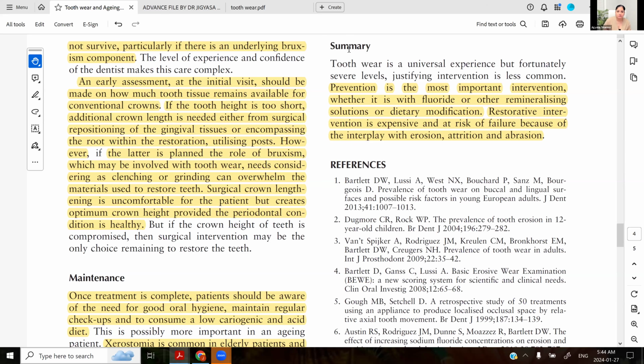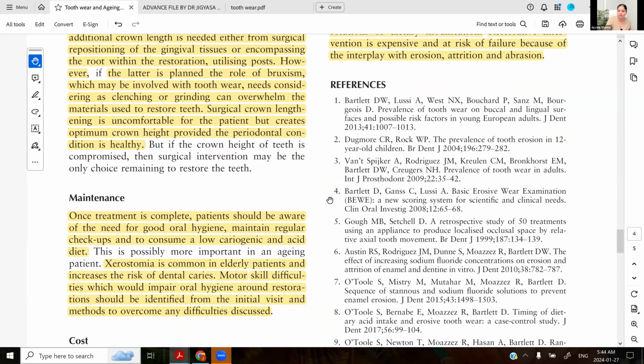However, if the latter is planned, the role of bruxism, which may be involved with tooth wear, needs considering, as clenching or grinding can overwhelm the materials which are used to restore teeth. So again, the post is also very sensitive to bruxism. So your underlying causes and all your parafunctional habits, the entire assessment and clinical investigations are really important to case select and ultimately plan the treatment.